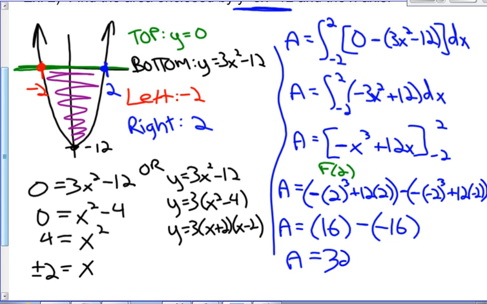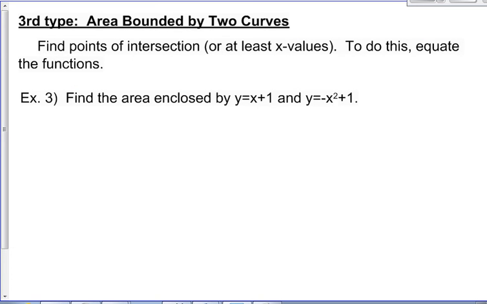And we finish it off, we get 32 units squared. Okay, but the real important thing about this one is that you found x-intercepts. And every time we factor a polynomial, that's finding x-intercepts. Or if it's a trig function, you might know where those x-intercepts are. They're going to be graphs that you know something about.